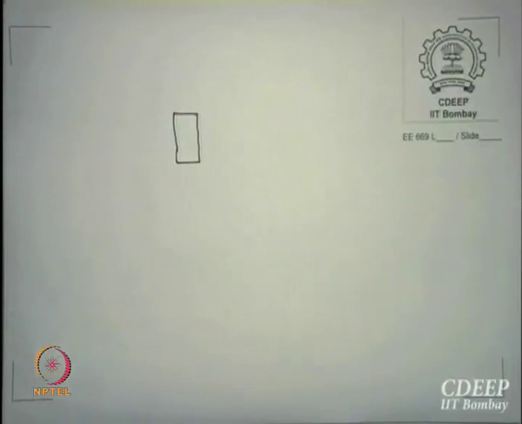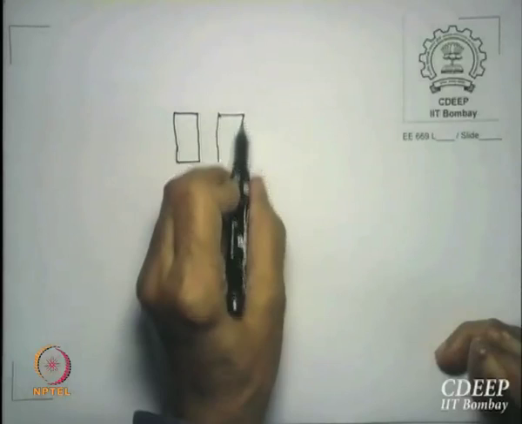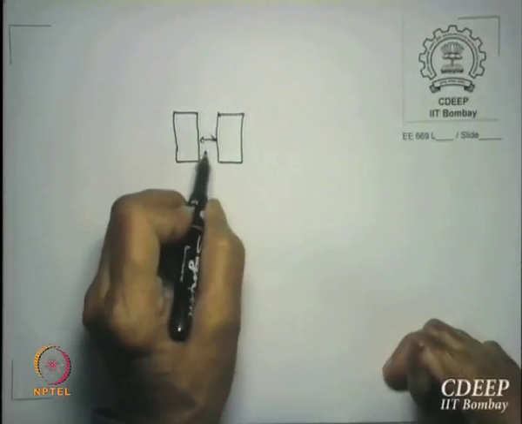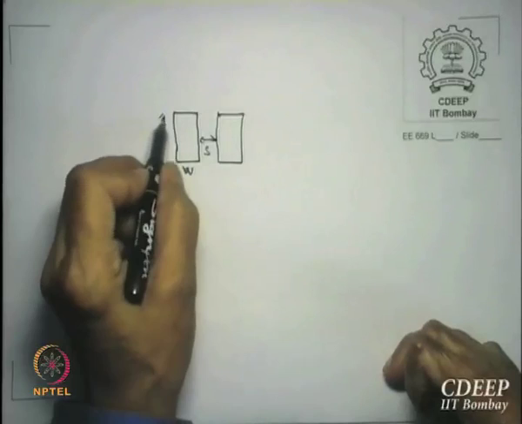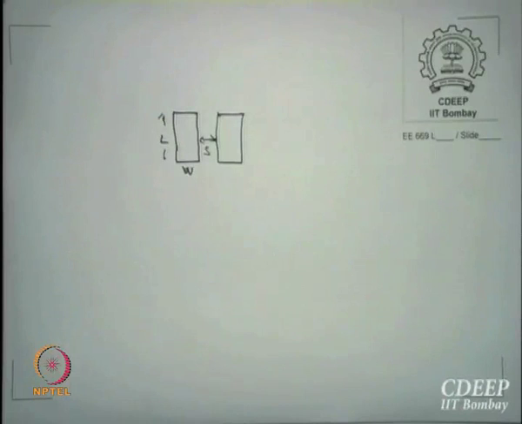And there is another one very close by, and this is separated by some distance s. Let's say this is w. This is length L. So I want not only W and L to be transferred as they are, but also the separation between the two patterns to be identical. If there are multiple such patterns, they should be separated identically everywhere by the same amount, and W by L should remain constant throughout for each of the patterns. This is what I am expecting at the end of the day.